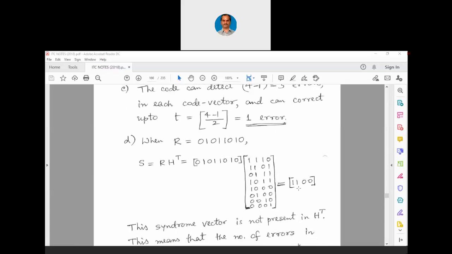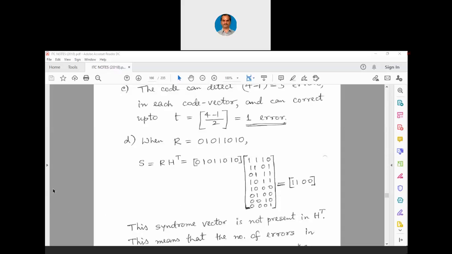As you can see in H transpose, we have 1, 2, 3, 4, 5, 6, 7, 8 syndromes. Now, if the syndrome which is computed for the received vector is within these 8 syndromes, then error detection is possible, and error correction is also possible. But when the syndrome is not present here, then detection is possible, but correction is not possible. Only in such cases, the ARQ method is going to be utilized.